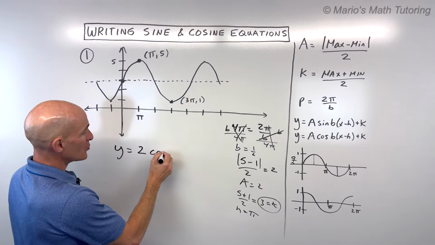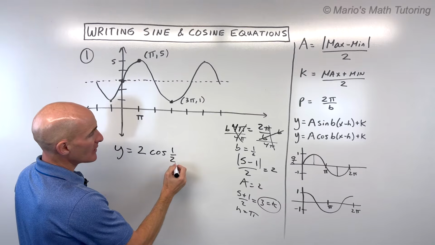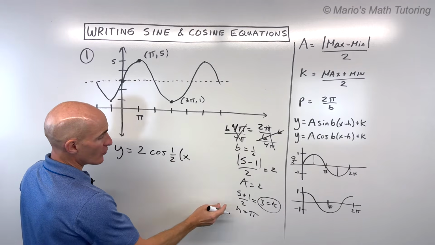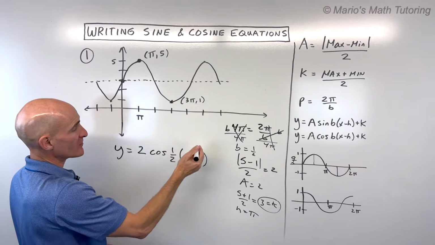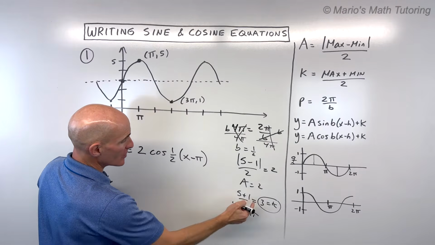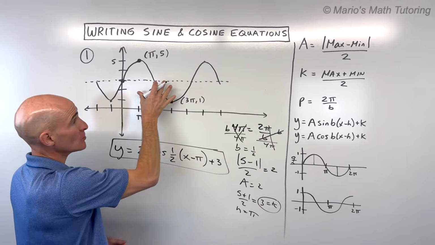We're going to do this as a cosine graph first. Our b value we said was 1/2. And we're shifting to the right pi, so x minus pi. And the whole graph has been shifted up 3 units. That's our k value. Okay, so that is one way to write the equation.